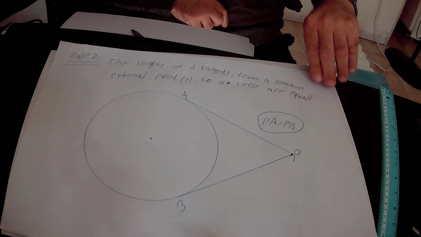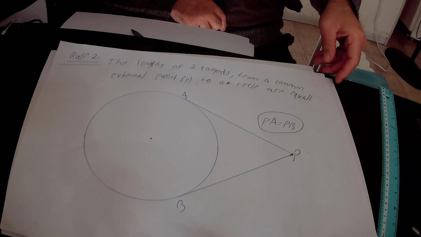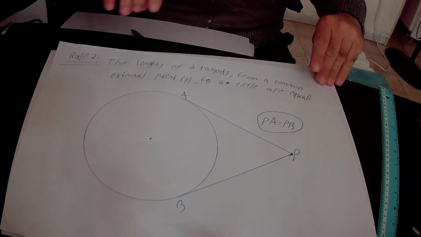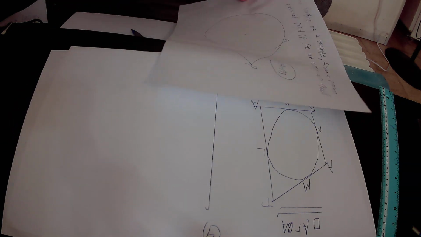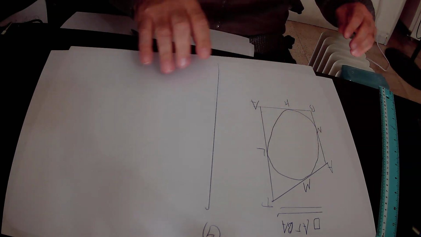We can implement rule number 2 in our drawing. We'll focus on the common external point, point A.